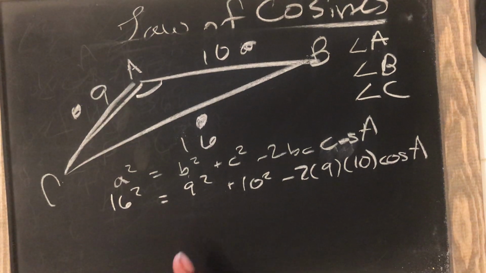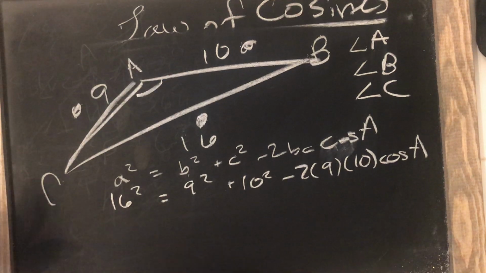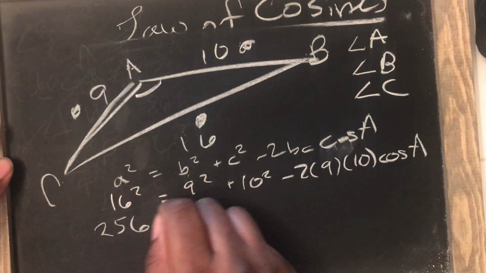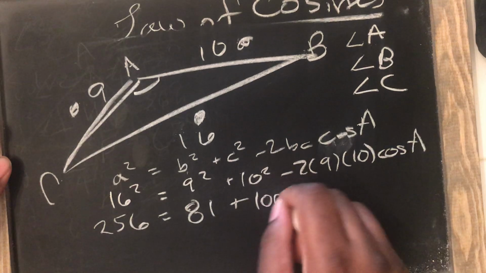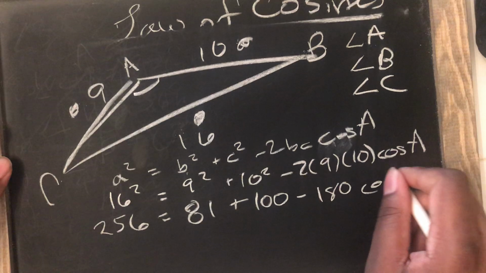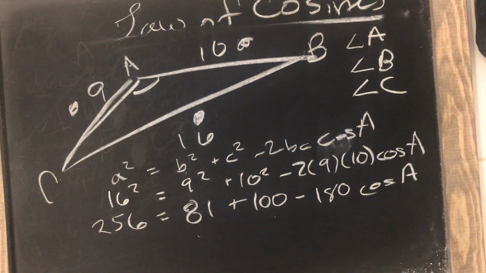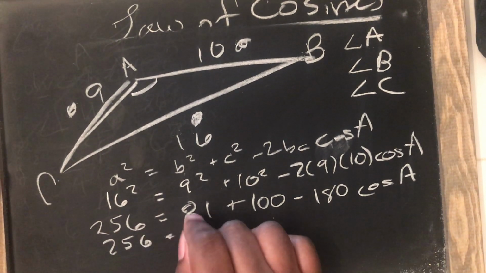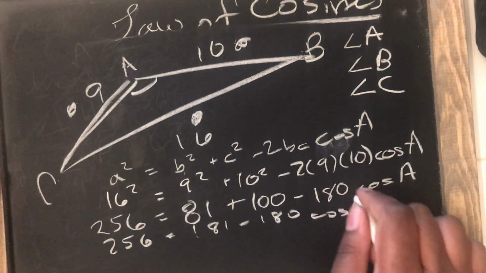Next, we're going to bring as much as we can over to the left side. To do that, first I'm going to multiply everything out. 16 squared is 256. 9 squared is 81. 10 squared is 100. Minus 2 times 9 times 10, that's 180 cosine of A. Then you add these two together, it's going to be 181, and we're going to have 256 equals 181 minus 180 cosine of A.